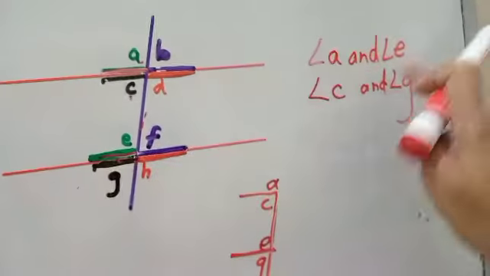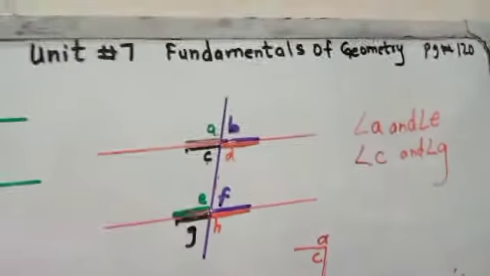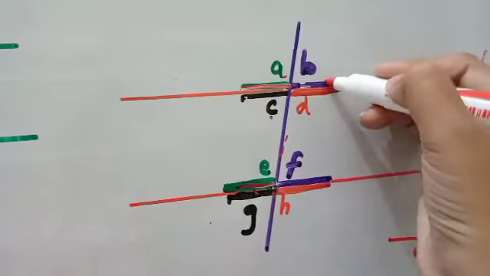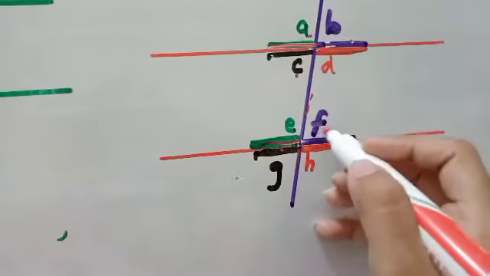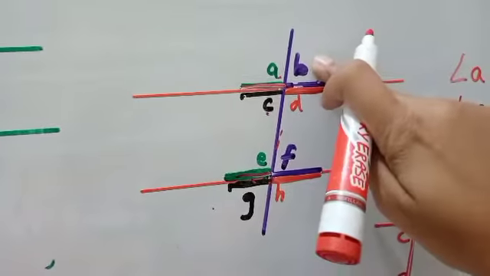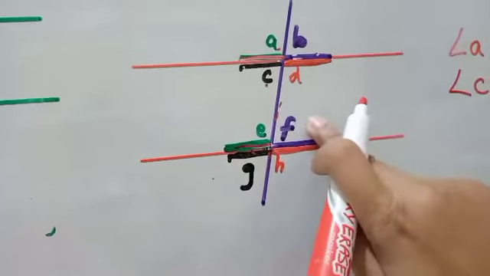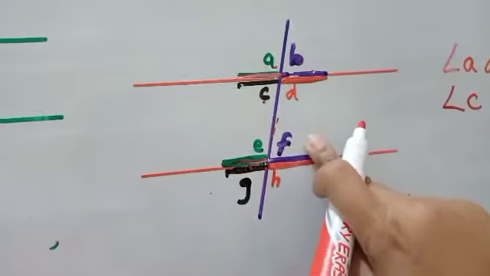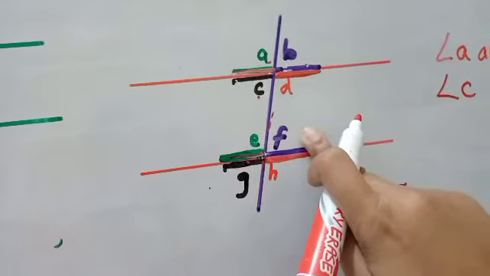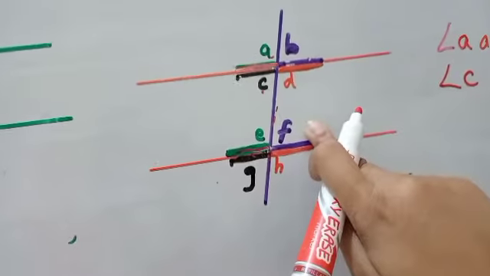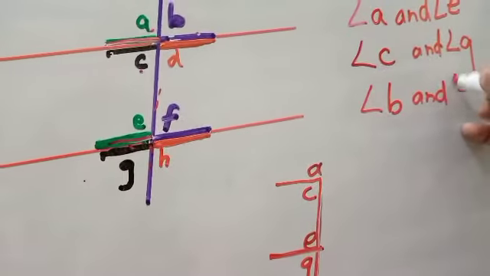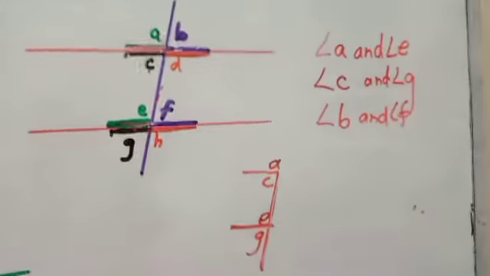A and E are equal, C and G are equal. Now look to the other side of the transversal. Angle B and angle F. One is exterior, the other one is interior. And they lie on the same side of the transversal. That's why they are corresponding angles. Again, they are making an F shape. Angle B and angle F are also corresponding angles.